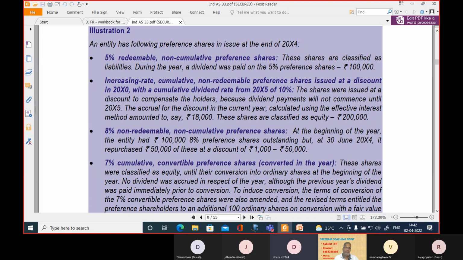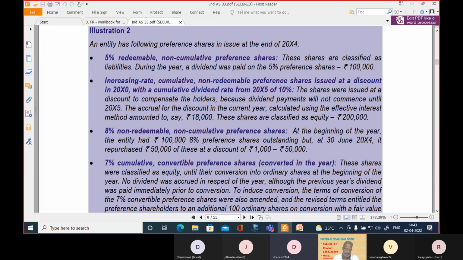8% non-redeemable, non-cumulative preference shares. At the beginning of the year, the entity had 1 lakh 8% preference shares outstanding, but on 30th June 2024, it repurchased ₹50 lakhs of this at a discount of ₹1,000 of ₹50,000. 7% cumulative convertible preference shares converted in the year.